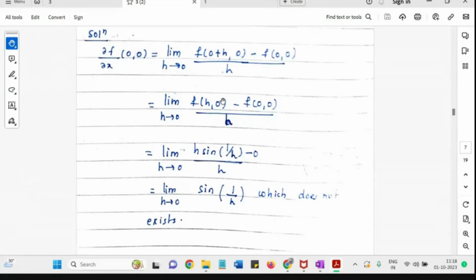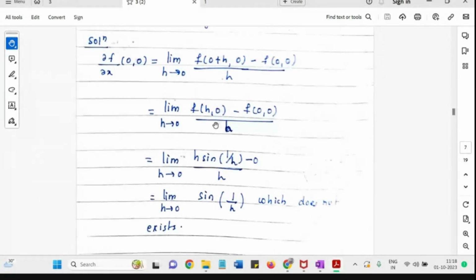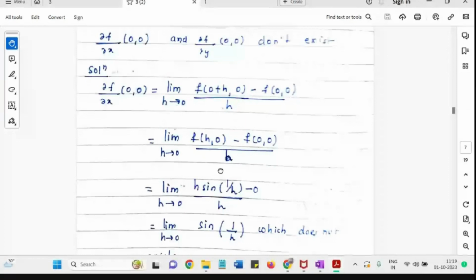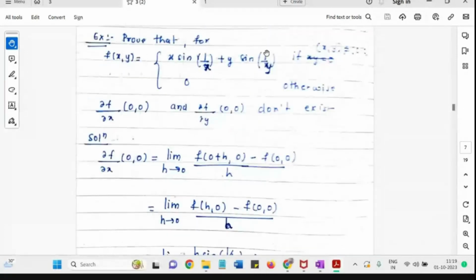Okay, now the value of f of h comma 0 will be h into sine 1 by h. If you ask me why: if I put y equal to 0 here, this is a bounded function. Sine is a bounded function, so whatever the value of this is, it will be between 1 and minus 1. So 0 times sine of whatever value will become 0.